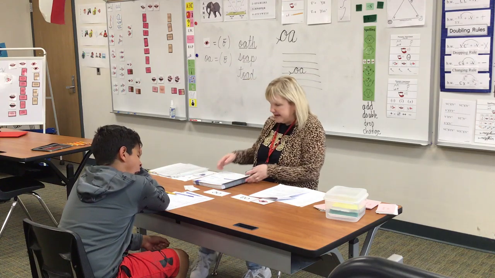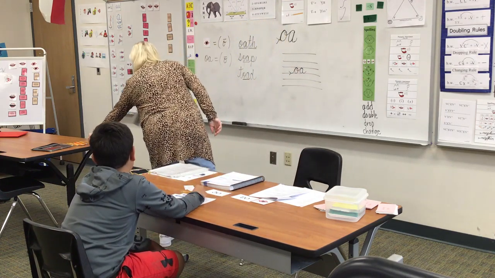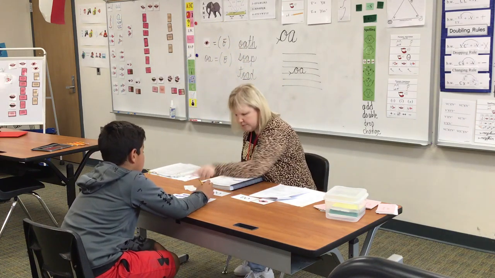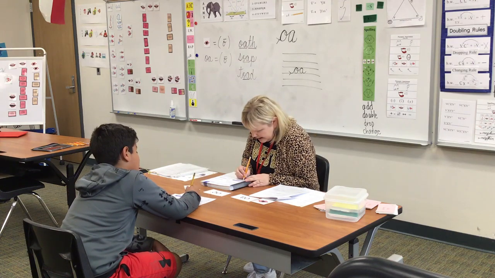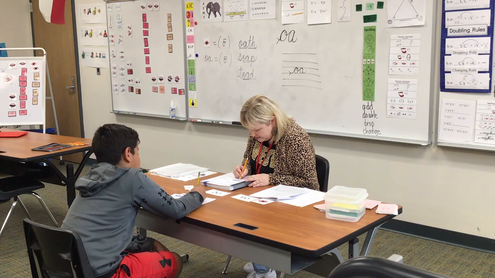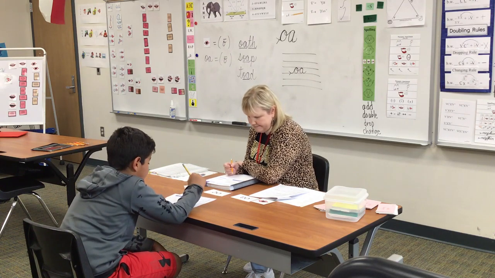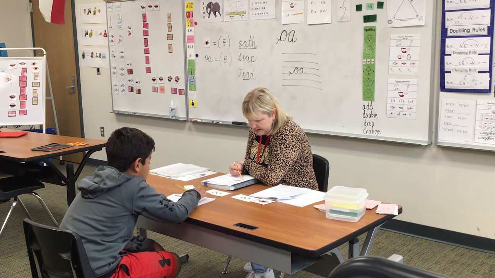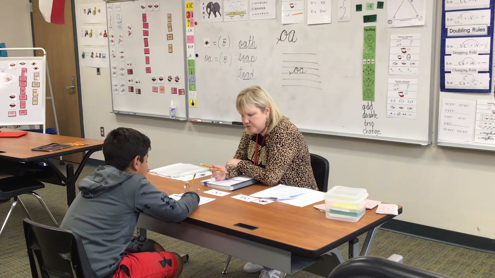So pick up your pencil, and let me grab my pencil. Here's one right here. All right, here we go. Number one, let's code and read together. Go. Underline digraph OA. Read silently. Let's read for challenge. Toe, float, soap. No challenge. Can you code number two by yourself?